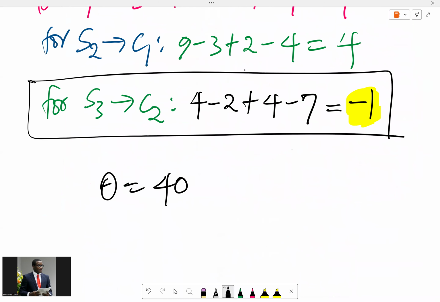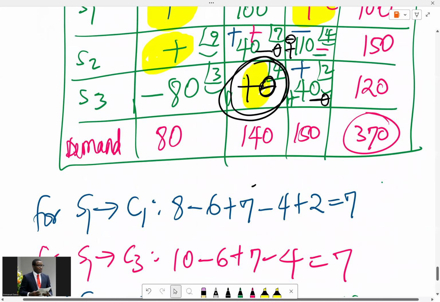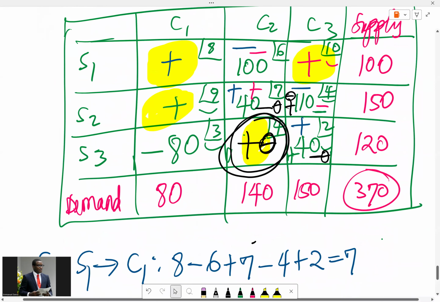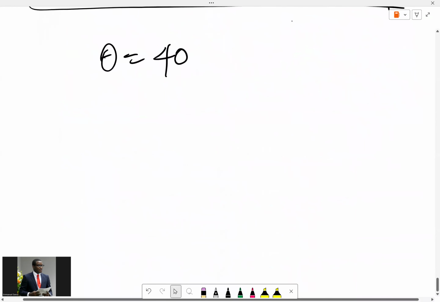Theta is 40, because 40 minus 40 is 0. 110 plus 40, you can get something. 40 minus 40 will still be 0. But if you take 120, 40 minus 120 will be negative, and we don't want to have that kind of situation, okay?